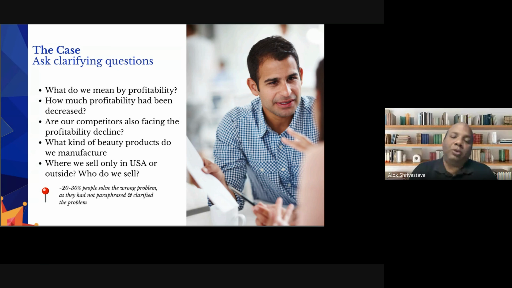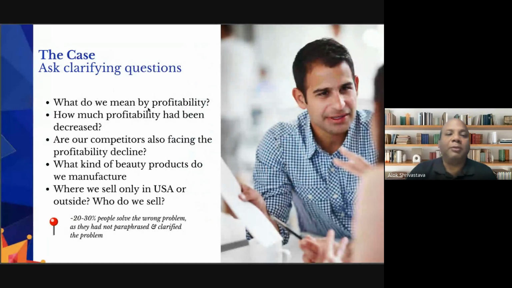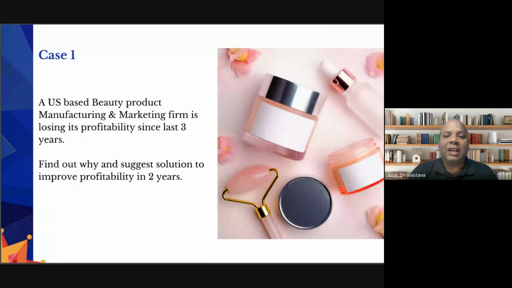My tip for asking a clarifying question would be to definitely ask questions on the problem statement's terminologies, like profitability, what kind of beauty product, what do we do, what do we mean by manufacturing and marketing, where do we sell, what is the value of profitability, how much we have reduced, and all those things, right? So that will be a really great clarifying question.